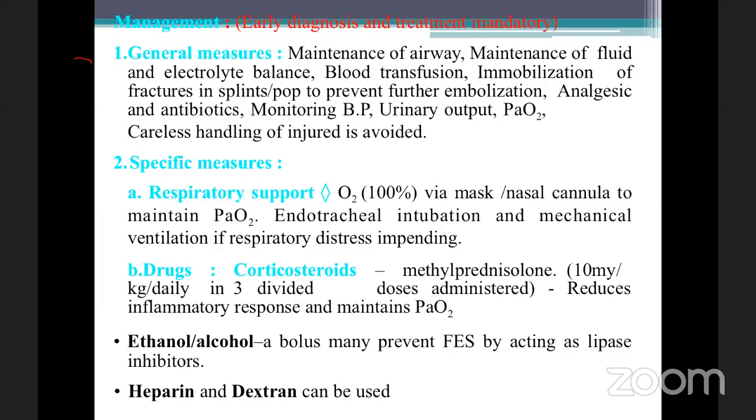So management essentially consists of early diagnosis and treatment. Maintain an airway, fluid and electrolyte balance, blood transfusion, and immobilization of the fracture has to be done to avoid further embolization. Respiratory support has to be given to maintain oxygen with 100% via mask or nasal cannula, and corticosteroids like methylprednisolone can be administered to reduce the inflammation. There have been studies showing ethanol bolus preventing fat embolism syndrome by acting as a lipase inhibitor, and heparin and dextran can also be used.